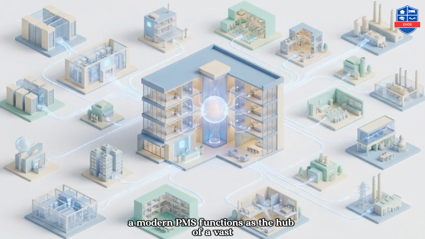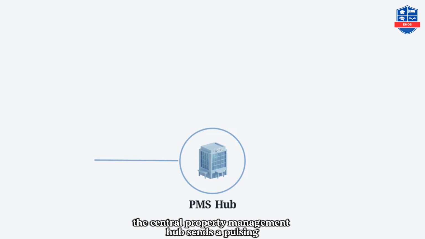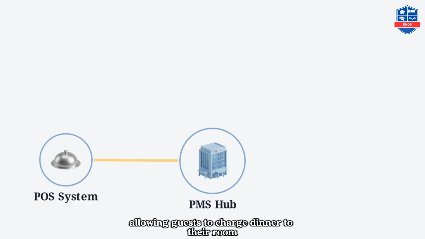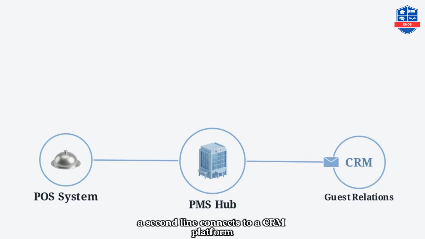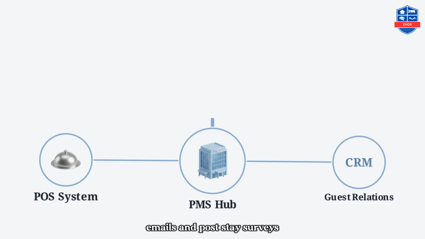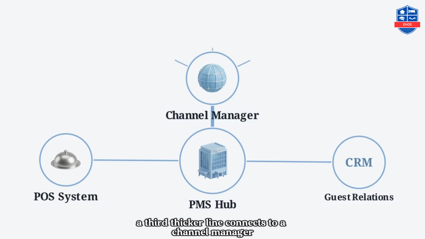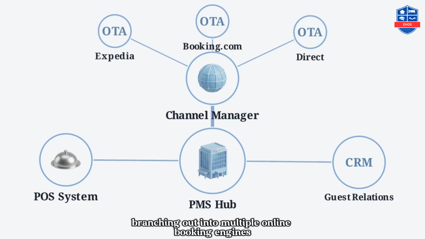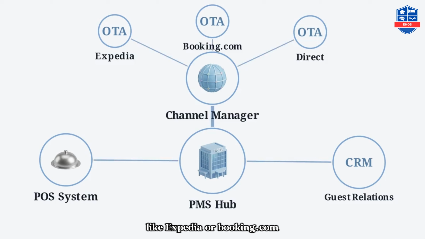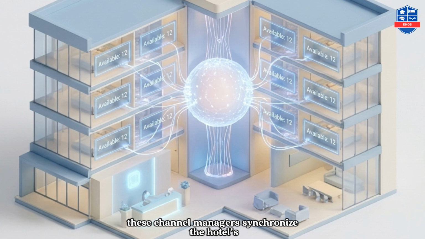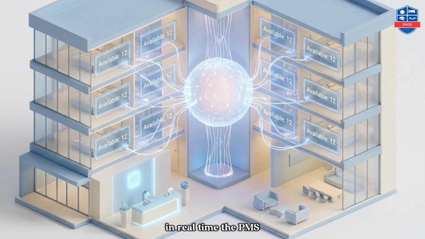A modern PMS functions as the hub of a vast network of external software integrations. The central property management hub sends a pulsing line to a point-of-sale system, allowing guests to charge dinner to their room. A second line connects to a CRM platform, sending envelope graphics to automate pre-arrival emails and post-stay surveys. A third, thicker line connects to a channel manager, branching out into multiple online booking engines like Expedia or Booking.com. These channel managers synchronize the hotel's room inventory across every external platform in real time.